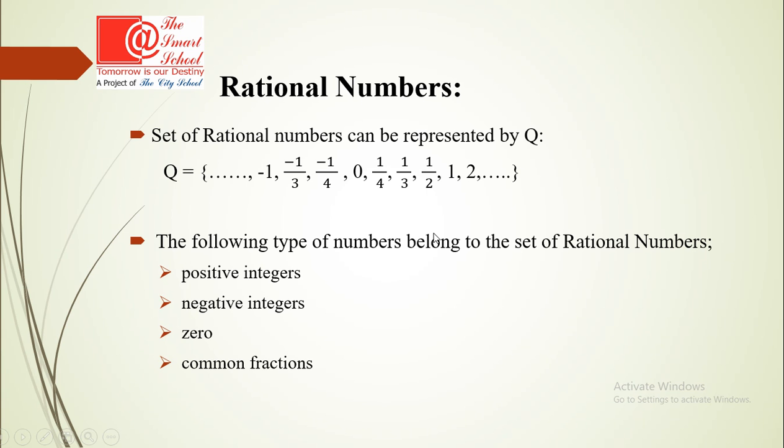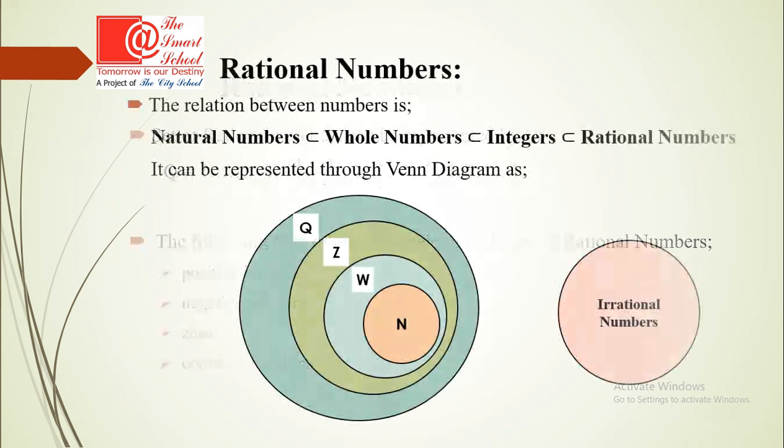The following type of numbers belong to the set of rational numbers: positive integers, negative integers, 0 and common fractions. All are rational numbers. Now we will show these relationships between numbers in the form of a Venn diagram. We can say natural numbers are a subset of whole numbers and these are a subset of integers, and all of these are a subset of rational numbers.